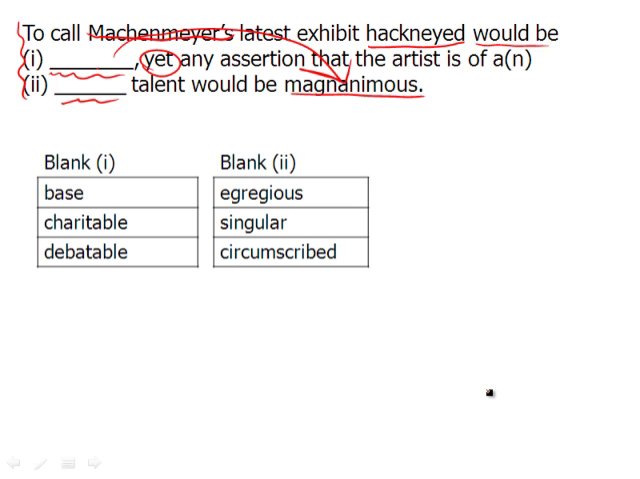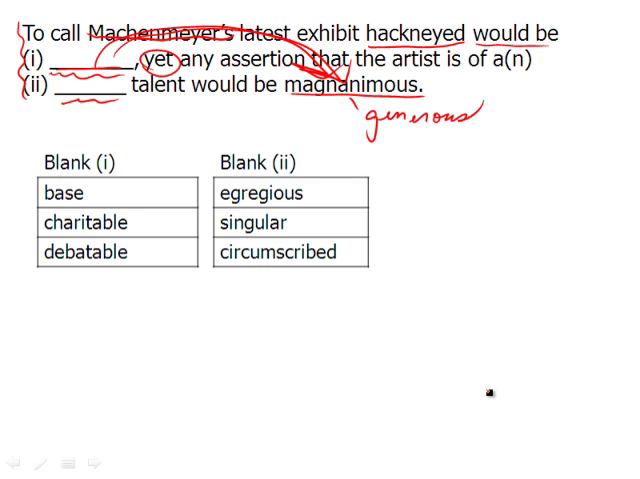Because of parallelism. And that means, well, let's read the sentence one more time. To call M's latest exhibit hackneyed would be blank, yet any assertion of blank talent would be magnanimous. So you see that magnanimous matches up here with this first blank because of the would be A, yet would be B. So the blank is opposite to magnanimous, and magnanimous means generous, kind-hearted, big-hearted, giving.